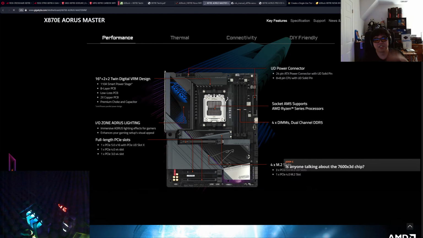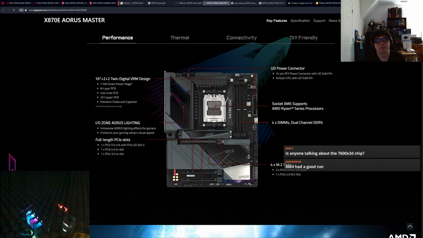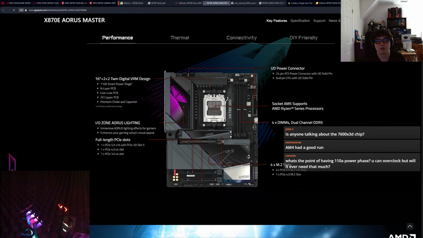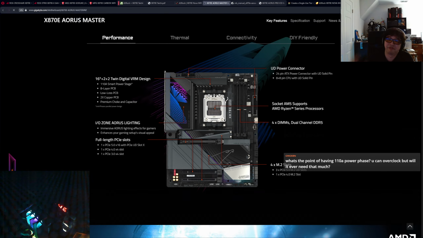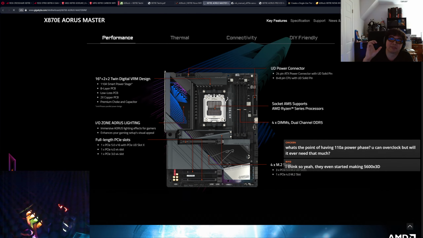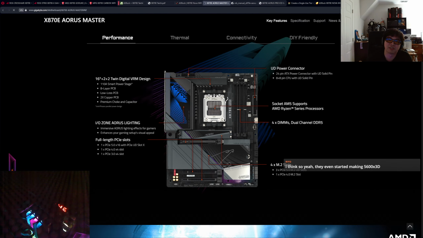7600X3D. The 7600X3D is very good if you're trying to build a very low-cost gaming PC. I think that's a decent one for a small form factor. It would be perfect for a really small form factor PC. It's very low power. That thing pulls such low amounts of power. You don't need a super high-end cooler. Any random competent air cooler will work.